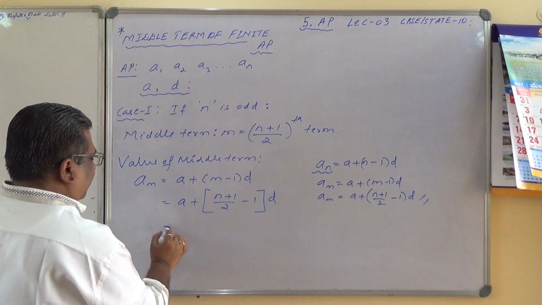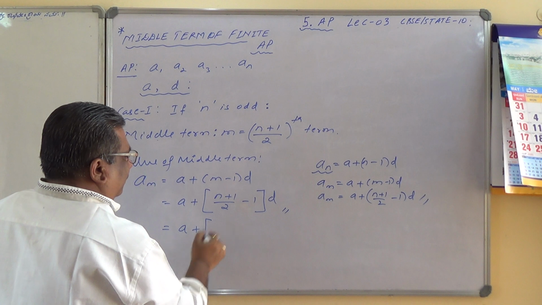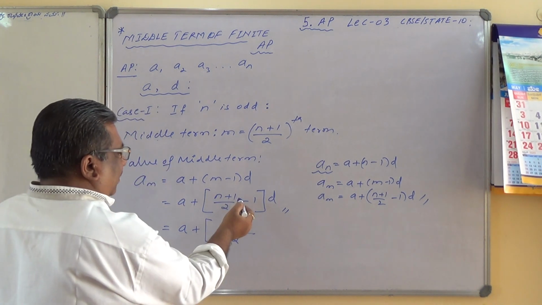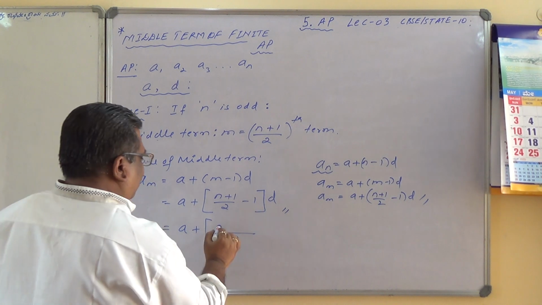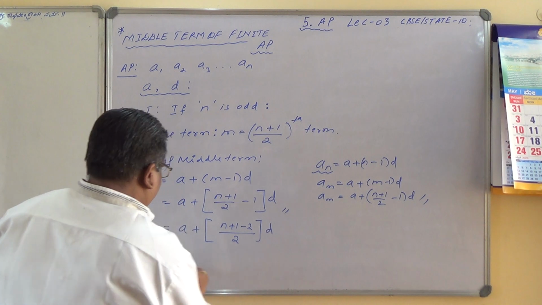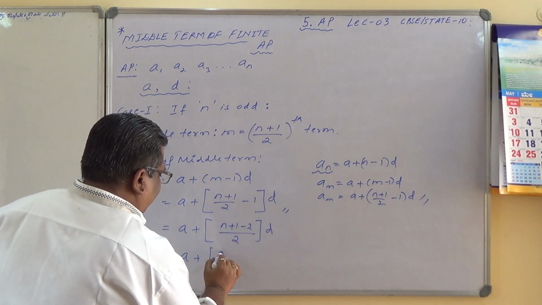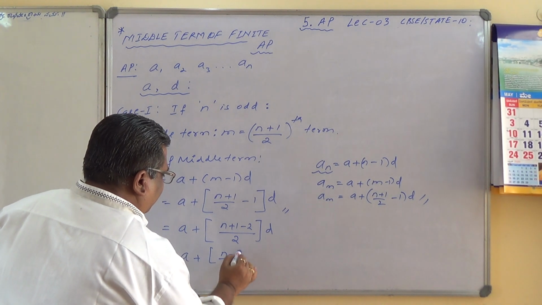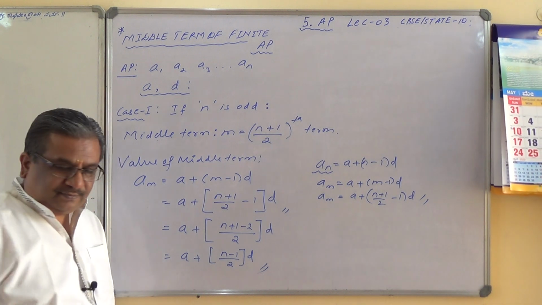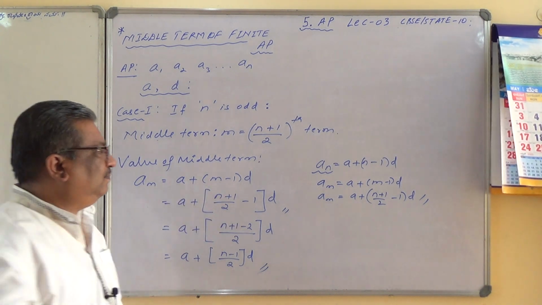If you want to modify a little bit, no need. Actually I should stop here. LCM 2 here: n plus 1 minus 2, into d, which is a plus (n minus 1) the whole by 2 into d. This is what we get. But this is fairly enough. M, you change it to this.